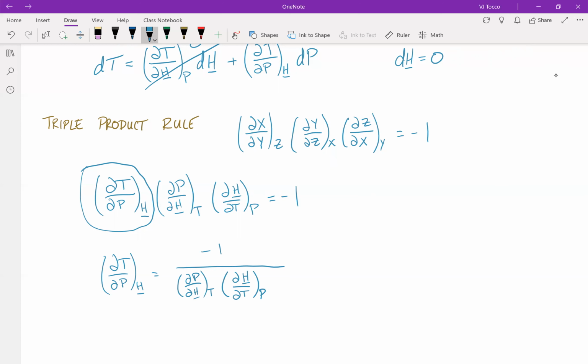Okay, it looks like we're still kind of stuck because we don't know what P as a function of H and T is, or what H as a function of T and P is. Remember, that's what we wanted to figure out in the first place. I'm sorry, not that. We wanted T as a function of H and P. But anyway, this is another useful property that you may remember from Thermo 1.